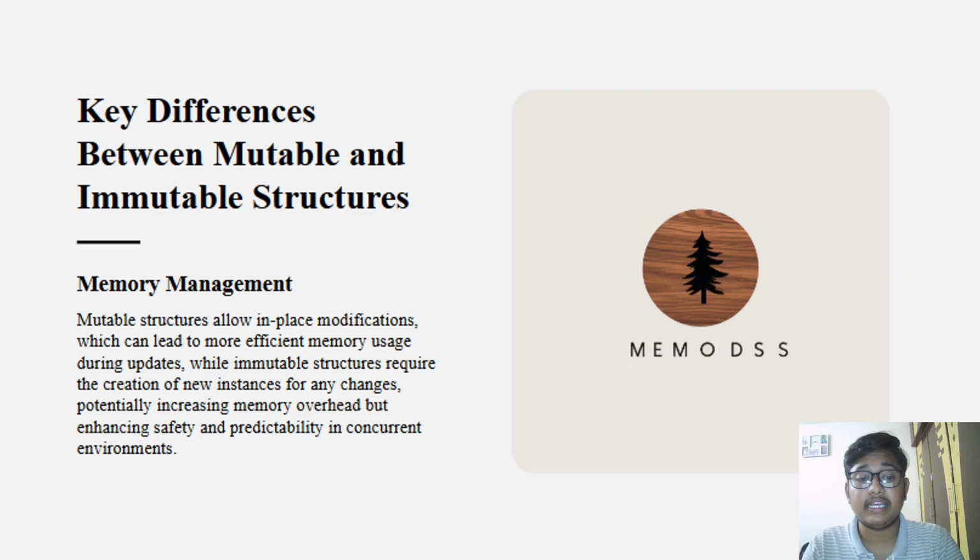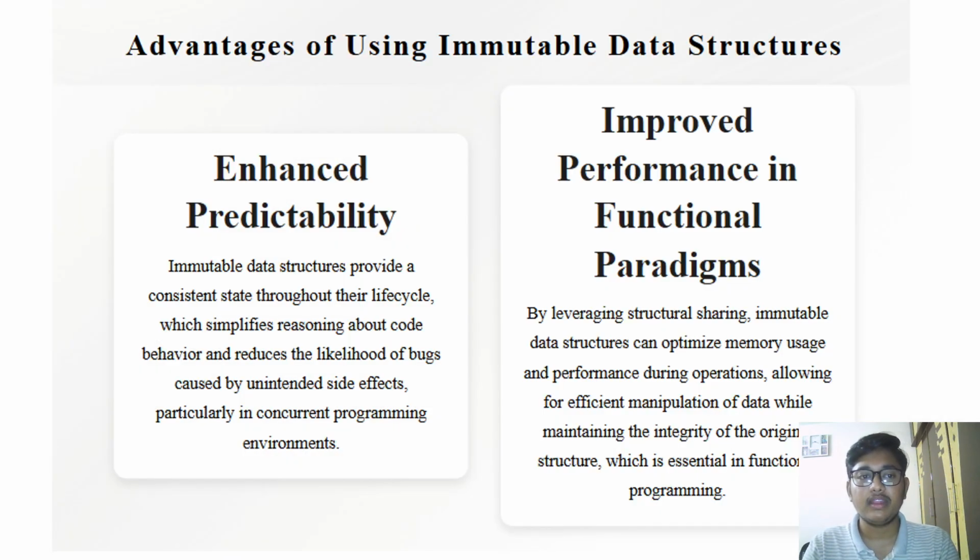The creation of a new instance for any change potentially leads to an increase in memory usage, but enhances safety and predictability in concurrent environments. Mutable sets are efficient in memory management and immutable sets are less efficient in memory management. But safety is more guaranteed in immutable sets, whereas safety is less guaranteed in mutable sets.